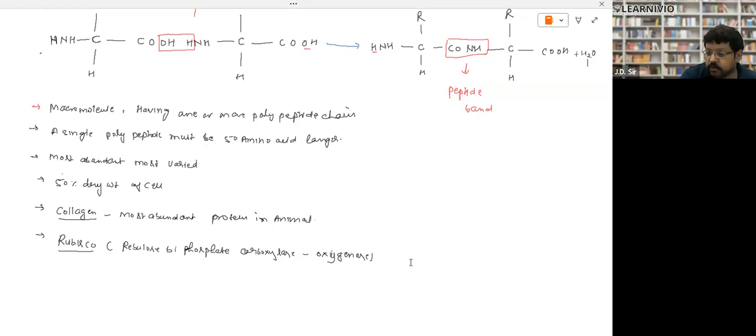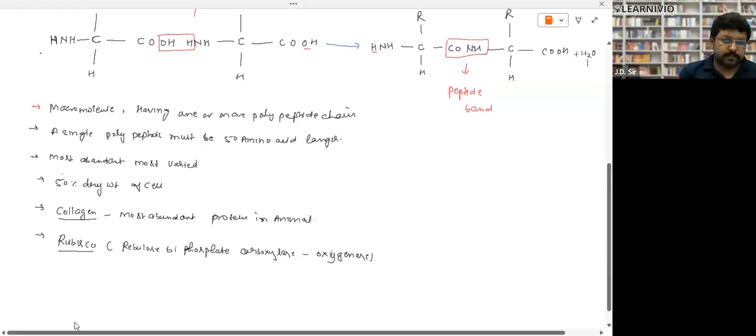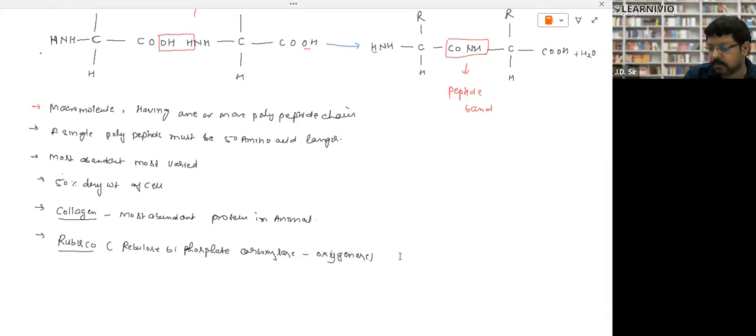Right? So this was just a minute. I think that should be the structure of protein. Where is that? Okay. So you can note it down. Collagen is the most abundant protein, note down, and rubisco is the most abundant protein on the earth. Note down these two things. Then I will tell you the types of protein.